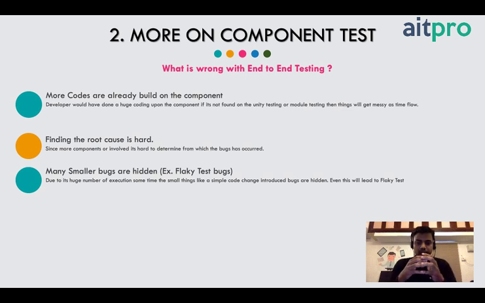Okay, now we will also see that. So the first point is a lot of code will be developed on it, so it will be tough for the developers to dig into it and find the root cause. And another thing that is wrong with end-to-end testing is that finding the root cause is hard, as I said before, because a lot of code is upon it. And another thing is hidden bugs will be missed very easily. This is what we can call the flaky test bugs, or flaky bugs.